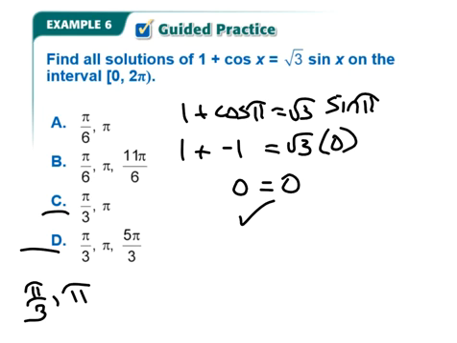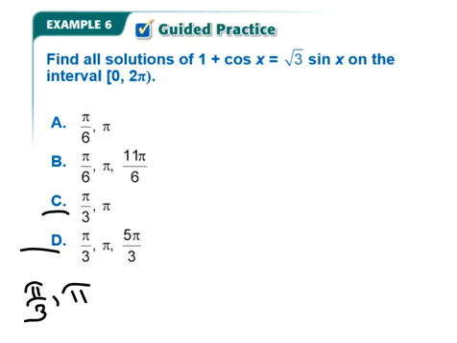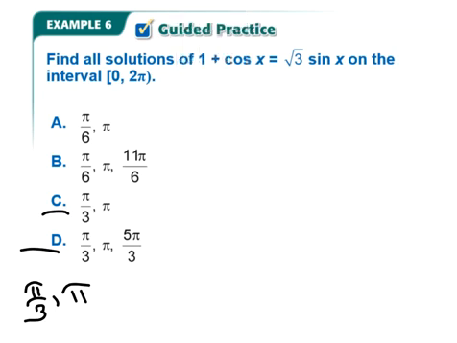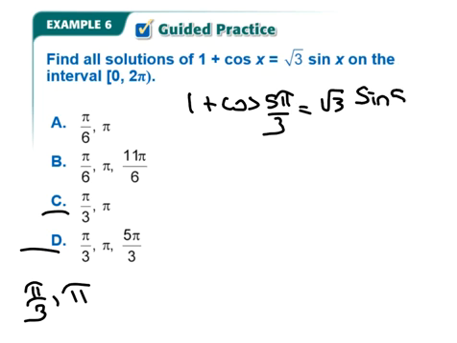So let's erase this. Very good. All right, and then it's going to be 1. Okay, darn it, I didn't even change. Oh, yes, I did. Gotta quit arguing with myself. All right, here we go. So 1 plus the cosine at 5 pi over 3 equals root 3 times the sine at 5 pi over 3.